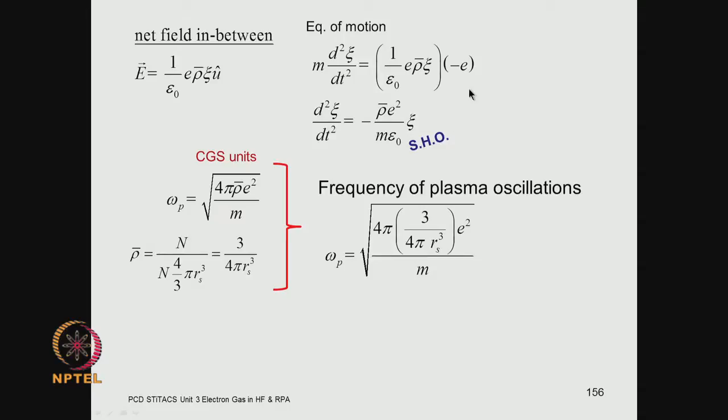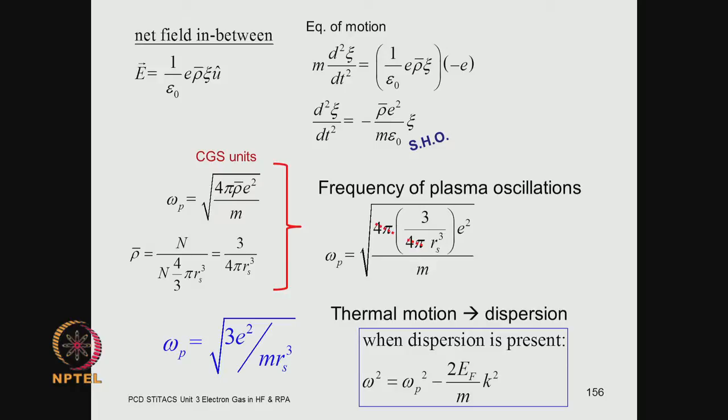and you can put this in the expression for the frequency coming from the solution to this differential equation for the simple harmonic oscillator, and you have this relation. You can see that the 4 pi will cancel and you have your plasma frequency given by this relation, root of 3 e square by m rs cube. rs is the average radius of the average volume occupied by every electron.